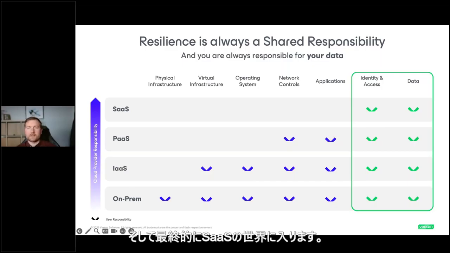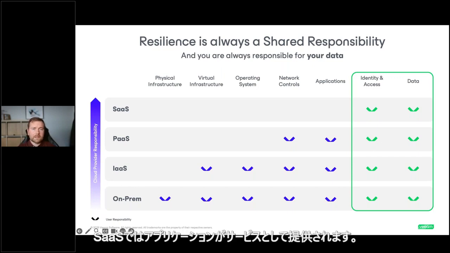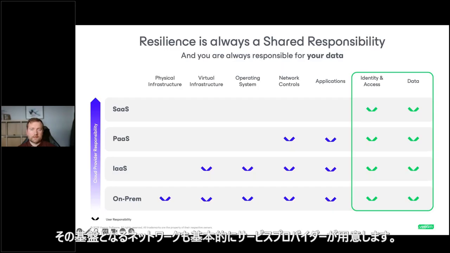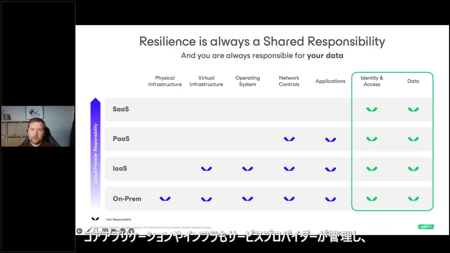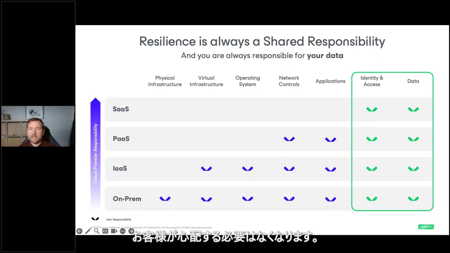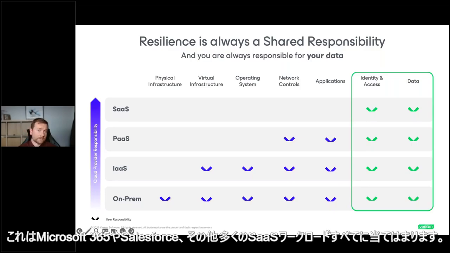And then we end up in the world of SaaS. This is where the applications are being offered to you. The underlying network that gets that to you is normally predefined. The core application is still part and parcel of that service provider's offering, as well as all the infrastructure that we're not worrying about anymore. But the identity and the data have always remained your responsibility. It's true of Microsoft 365, of Salesforce, of many different SaaS workloads out there.